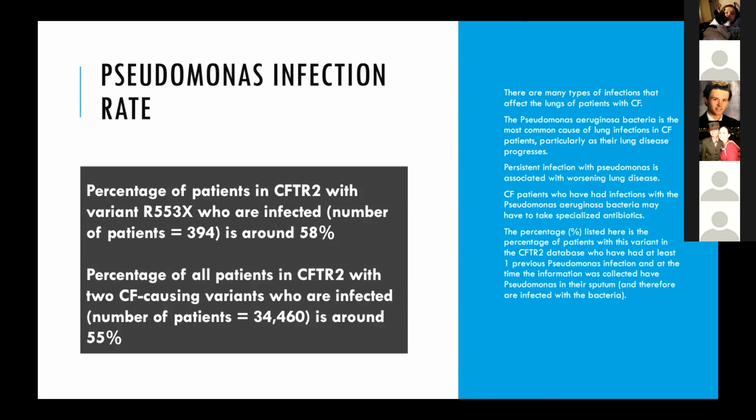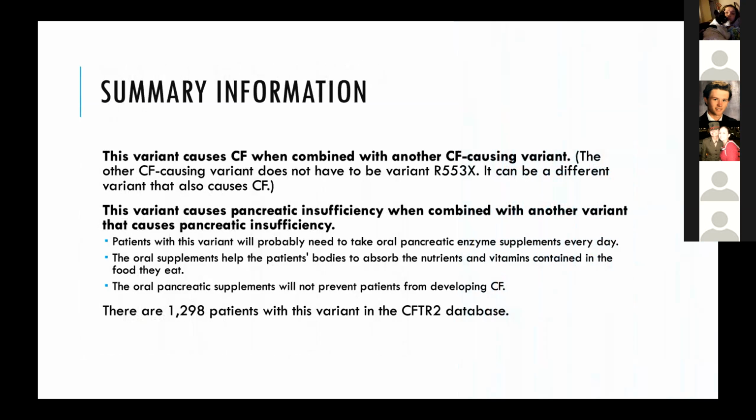However, with patients with 2 CF-causing variants, there are a lot more. Of those patients, 34,000, and around 55% of them. So it is not a lot of damage by itself, but with another variant, it creates a lot more damage. And then I just have some summary information. There are almost 1,300 patients with this variant in the database that I was looking at, and this mutation causes large pancreatic insufficiency. And that's pretty much all I have.